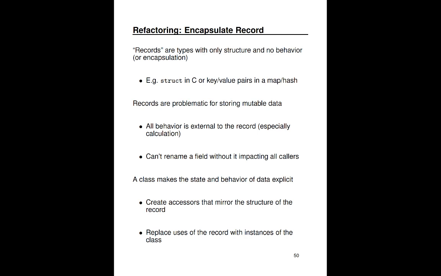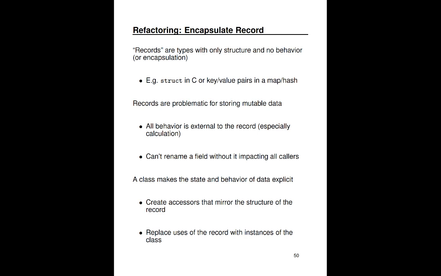However, you can't encapsulate things inside a map, right? All the data is there, and the behavior that manipulates that map, it's someplace else. It's not right there with the map, because while there is a data structure, there isn't a class. Records are particularly problematic when you've got data that changes, mutable data. Because all of the data is external to the record, all the things that calculate the values, that update things, it's hard to figure out if and when the data actually changes. And because the data is exposed to everybody, you can't rename a field in a struct, in a record, without it impacting all of the callers that use it.